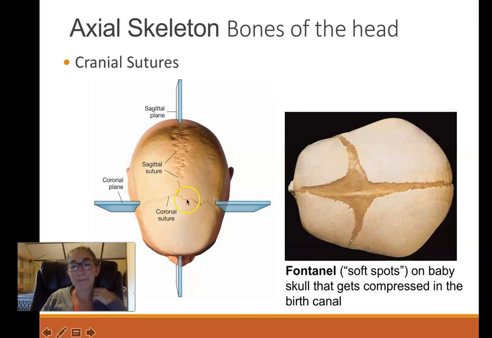Once they fuse together, those are called suture lines. The sutures are the sagittal suture and the coronal suture, and there are other sutures, but I won't teach those in this class. Those suture names should be familiar to you because they're also planes of the body. The coronal plane and the sagittal plane are named after those suture lines where those bones have fused together.